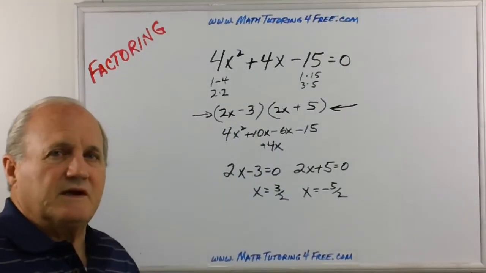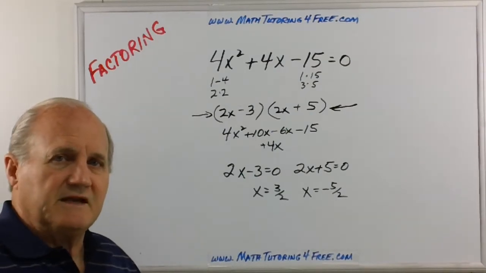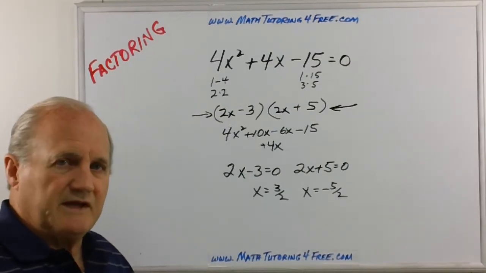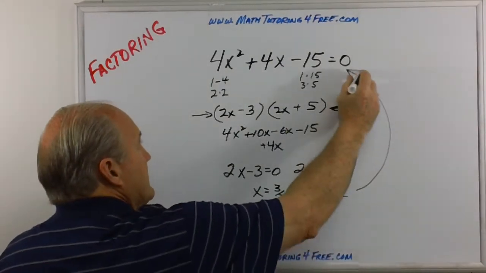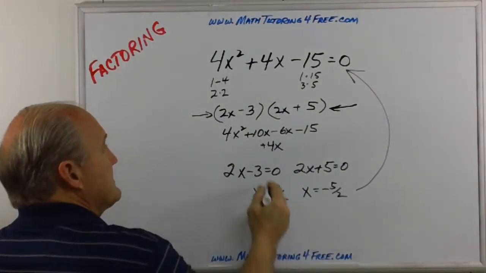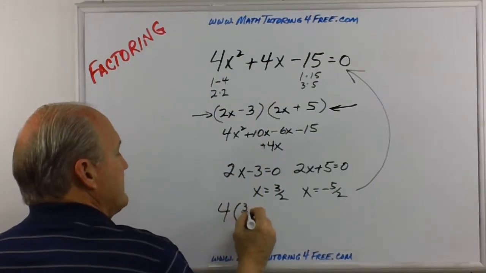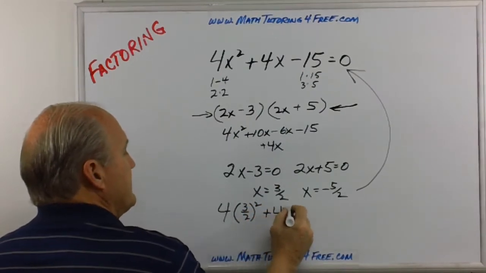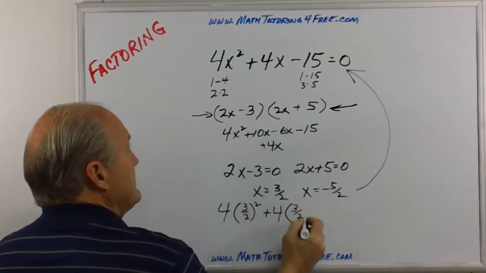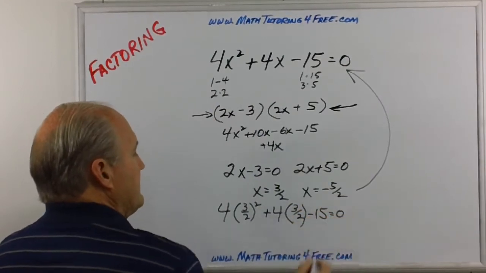How do we know that's right? Well, if you'll remember, many times I've said, take the time, put that answer back into the original equation, and see if it works. Let's try 3 over 2. We have 4 times 3 over 2 quantity squared, plus 4 times 3 over 2, minus 15. Does that equal 0?